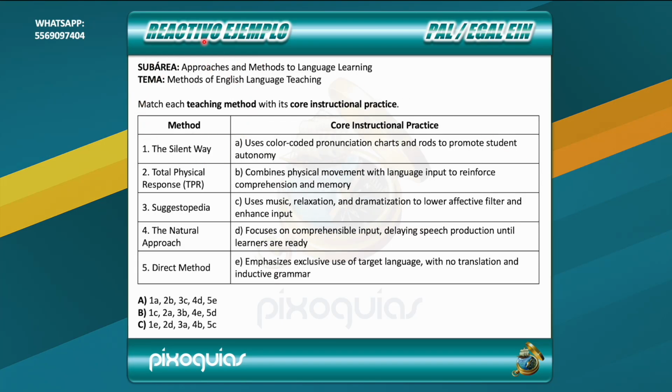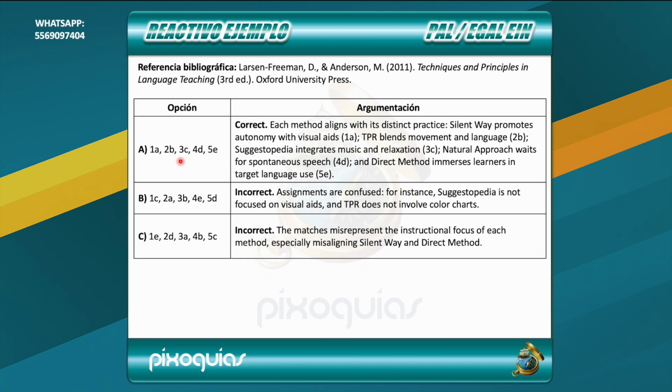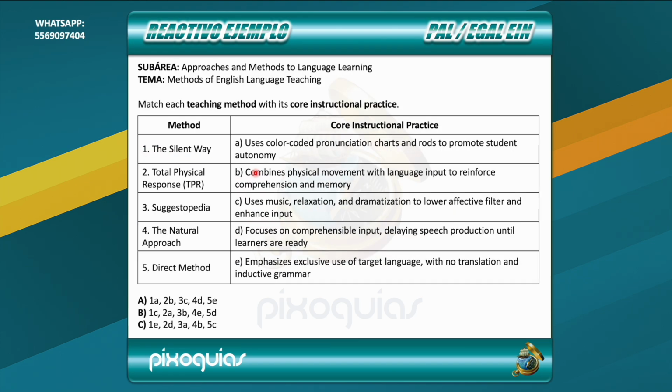This is from the sub-area Approaches and Methods to Language Learning, and the topic is Methods of English Language Teaching. Match each teaching method with its core instructional practice. So, we see that the correct answer is A, and let's check it out. 1. The Silent Way matches the core instructional practice that uses color-coded pronunciation charts and rods to promote student autonomy.